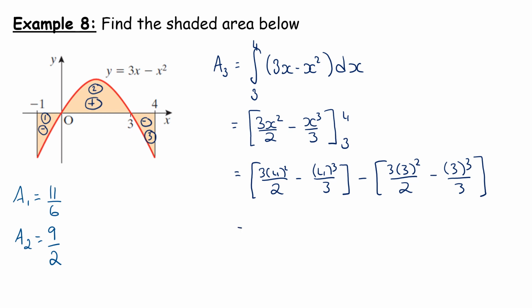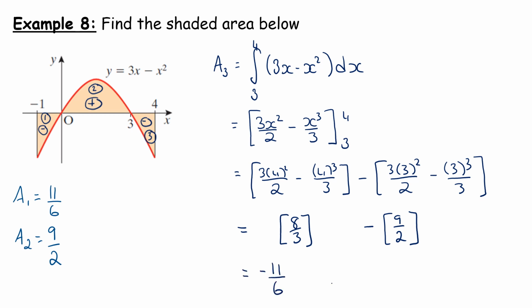Now, we've already worked out that second bracket, because that was 9 over 2 in our last area. So you just need to go to your calculator for that first bracket. We get 8 over 3. So 8 over 3 minus 9 over 2, and we get negative 11 over 6.